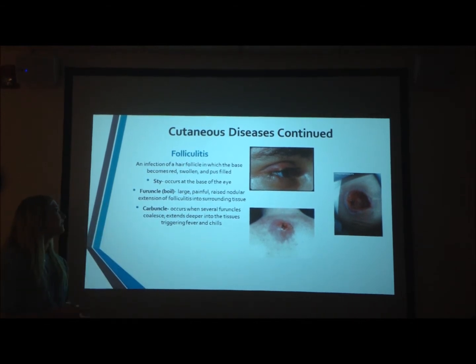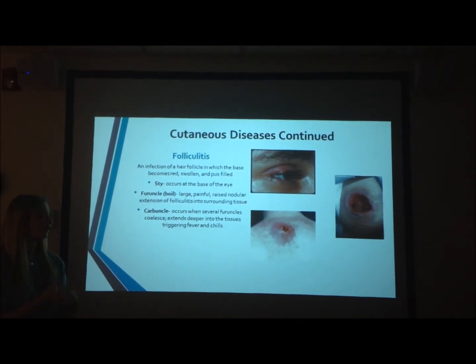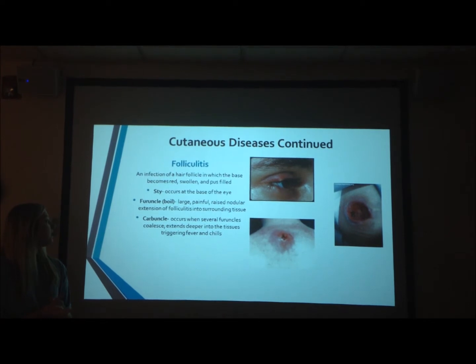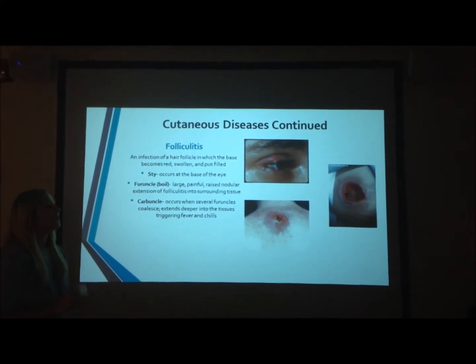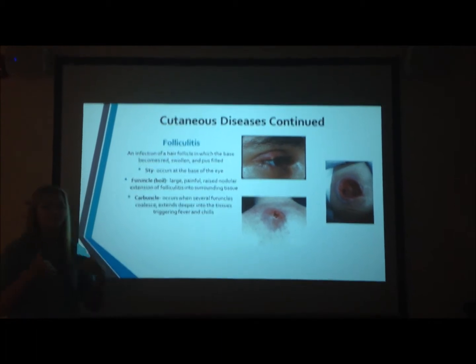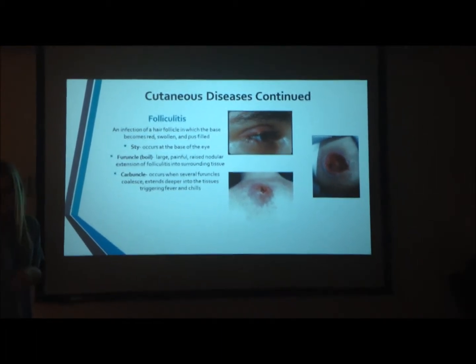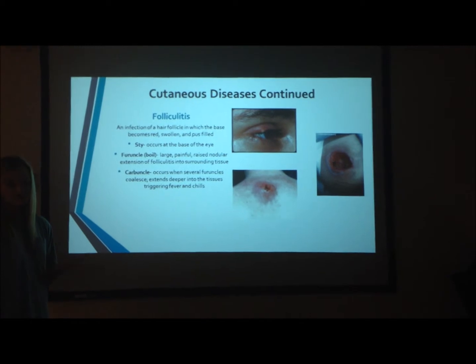And the worst one would be the carbuncle, which occurs when several furuncles coalesce and extend deeper into the tissues, triggering fever and chills. So it actually just extends further into your body through different layers of tissue. And it can make you sicker, triggering the fever and the chills.